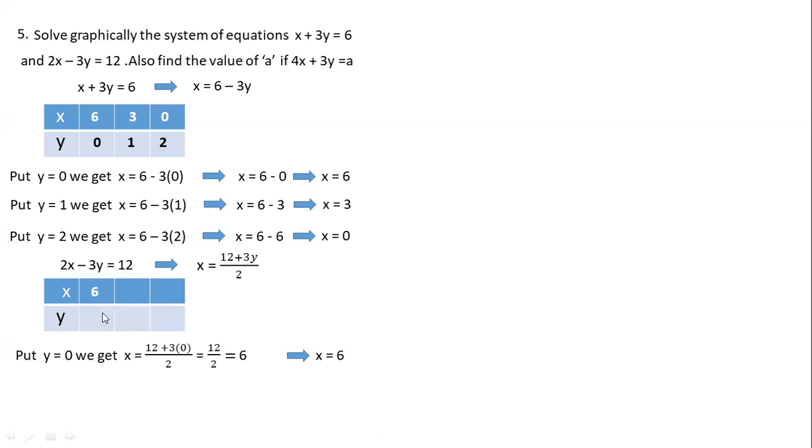X is 6 and what is the y value? 0. Now let us take y is equal to minus 2. We have always been taking positive numbers. Let's try with a negative number. So 12 plus 3 into minus 2. So it will become minus 6. So 12 minus 6 is 6. 6 divided by 2 is 3. X is 3. So x is 3 and y is minus 2.